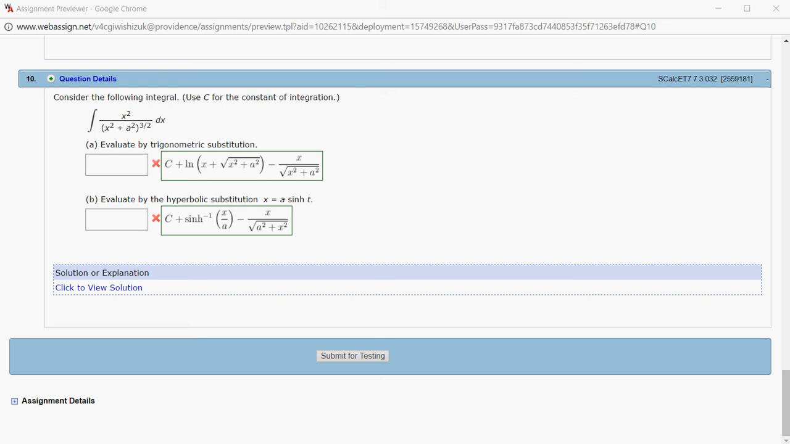Alright, let's look at homework 7.3, problem number 10, part A. We're going to use a trig substitution to evaluate this integral here.